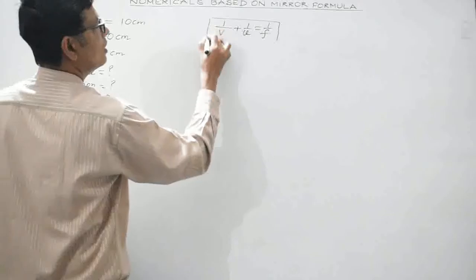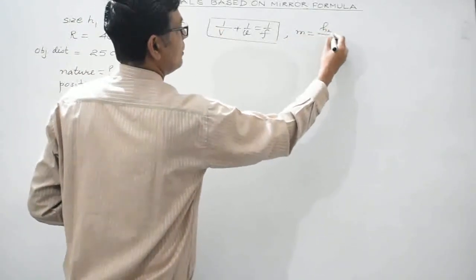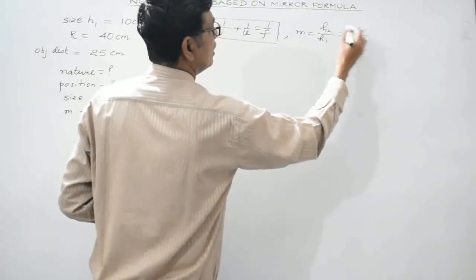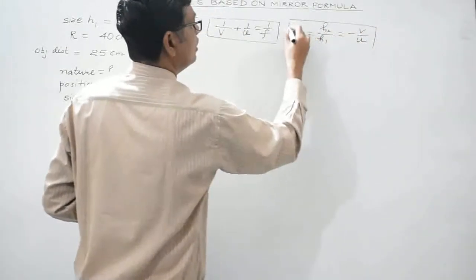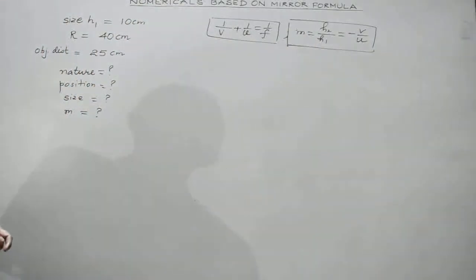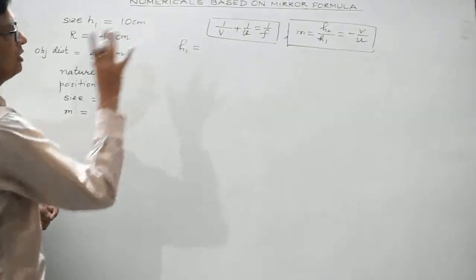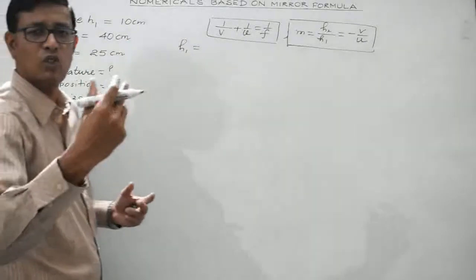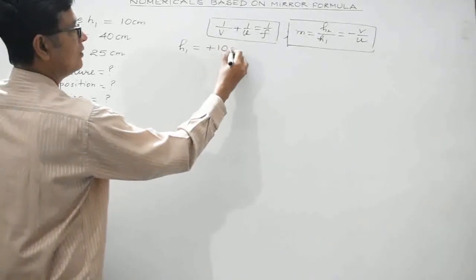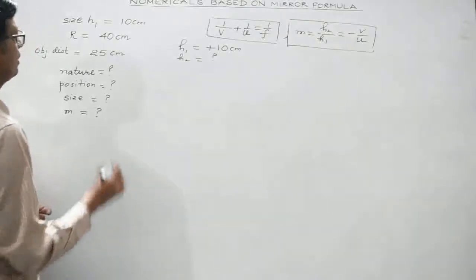That's the mirror formula. And linear magnification is the ratio of the size of the image to the size of the object, and in terms of image and object distance, it is equal to minus V by U. So these are the 2 formulas to be used, isn't it? So what you do is, this is the size of the object. Object is always placed erect, so it is to be assigned a positive sign. Sign convention is a must. H2 is to be determined, right?